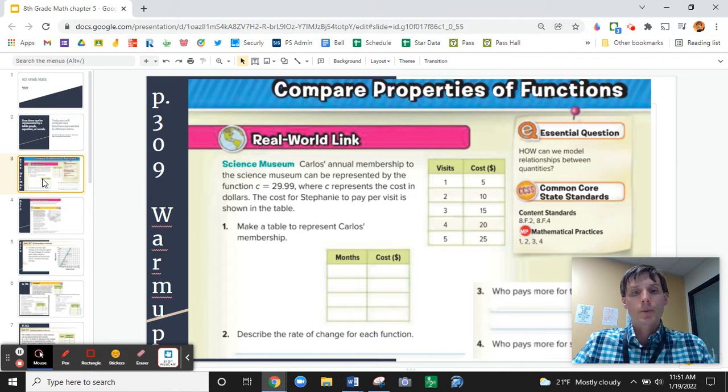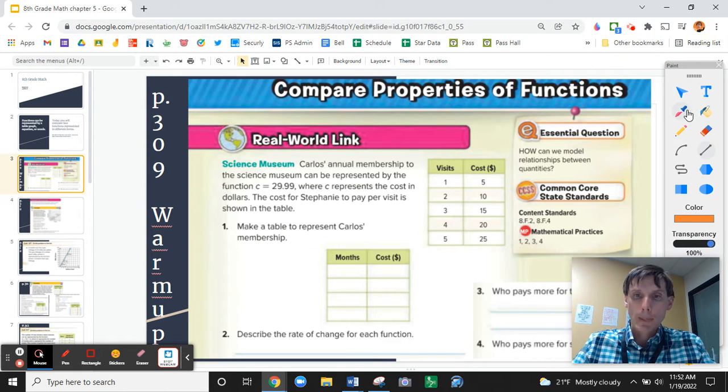This was your warm-up, so you should have completed this question here. It says Carlos's annual membership to the Science Museum can be represented by the function C equals 29.99, or essentially $29.99, where C represents the cost in dollars. The cost for Stephanie to pay her visit is shown in the table. So again, Carlos is the equation, C equals 29.99, and we see Stephanie is this table over there. So we are comparing these two costs.